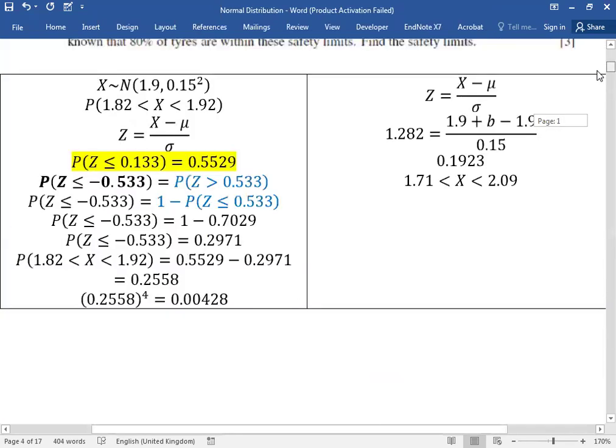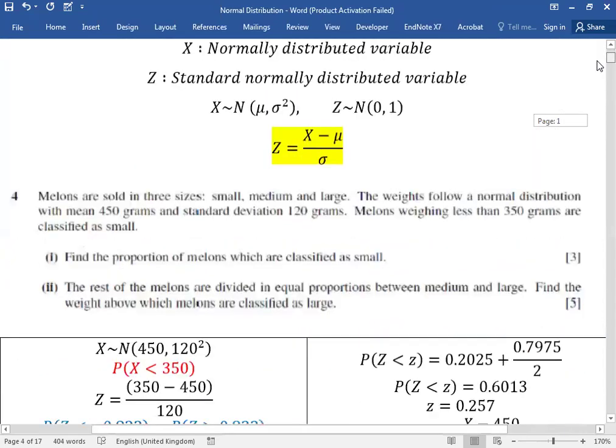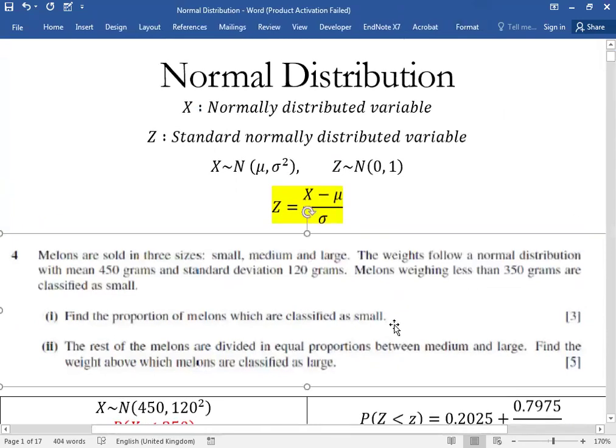You also see reverse reading in some questions. OK, first let's come to the melons question. Let's look at part 2. So the rest of the melons are divided in equal proportions between medium and large. Find the weight above which the melons are classified as large.